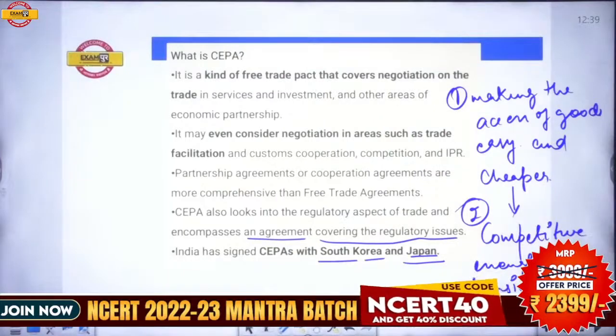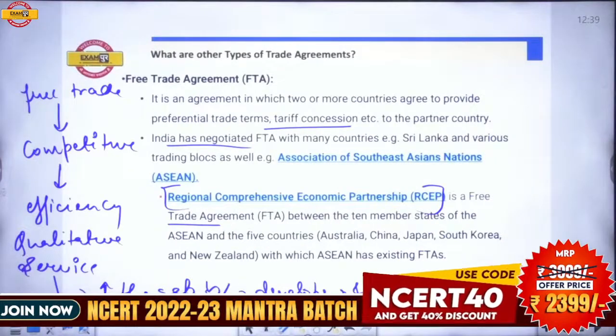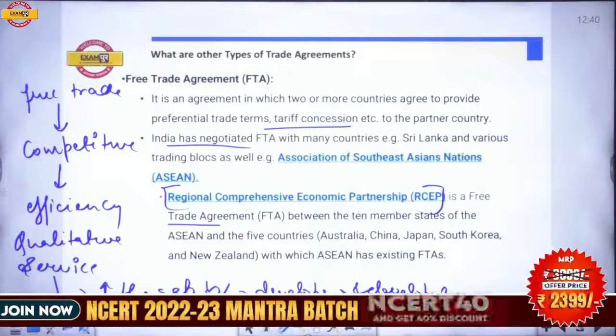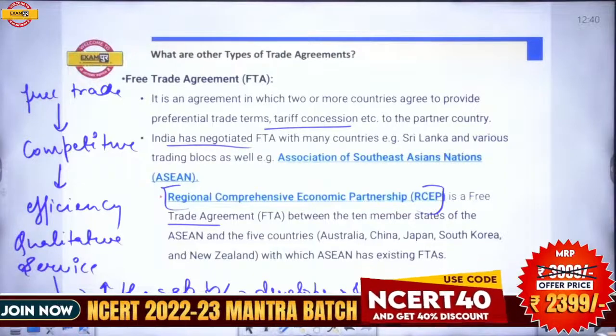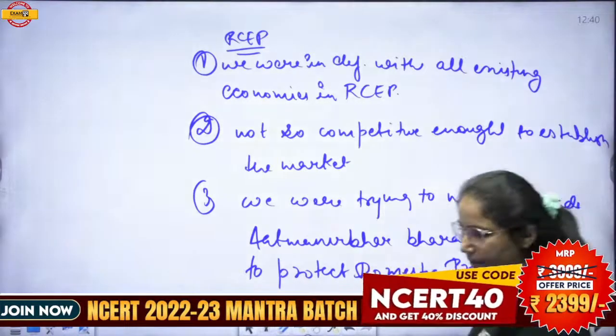And we already have the agreement with South Korea and Japan, CEPA, we are talking about Comprehensive Economic Partnership, South Korea and Japan. And free trade agreement, RCEP, you need to look at, and this organization is trying to ease the framework which is making the price competitive, making the services efficient and qualitative. No doubt it is going to increase the gap between all the segments.